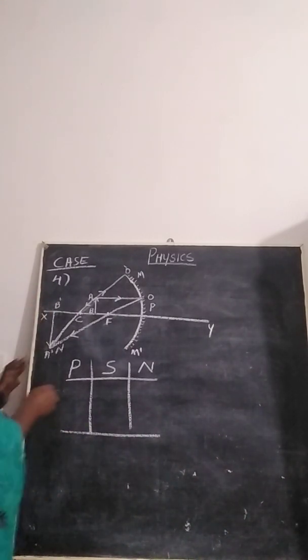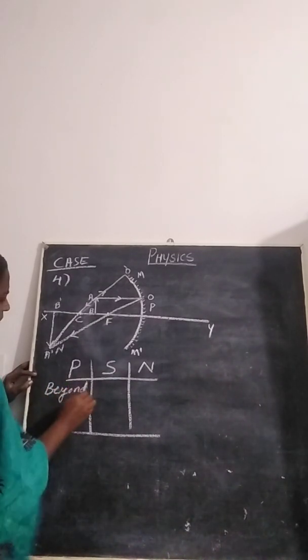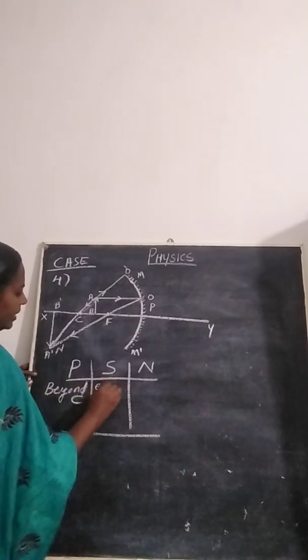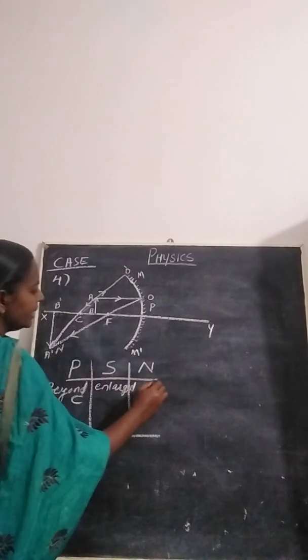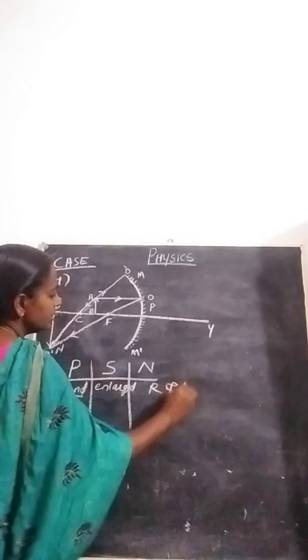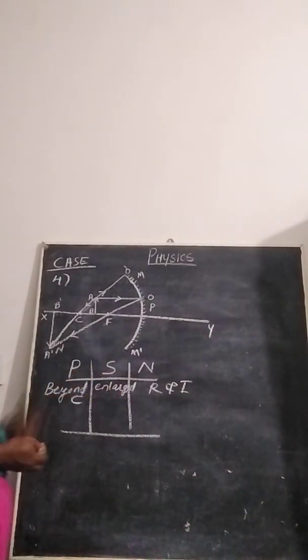So let me write the position: beyond C, that is the position of the image. Size is enlarged, or larger than the object, and nature is real and inverted. This is the position, size and nature of the image formed.